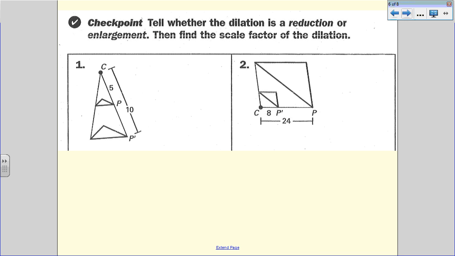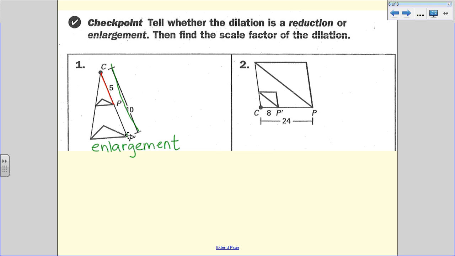All right, checkpoint. Tell whether the dilation is a reduction or enlargement, then find the scale factor. So I'm looking at my P prime. My P prime is farther away from C, so I know that this is an enlargement, because P prime is farther away than P. And so I'm going to compare those two distances.